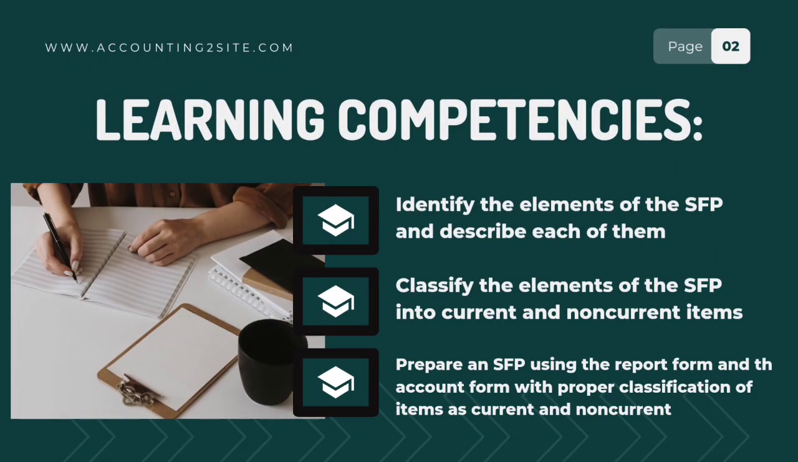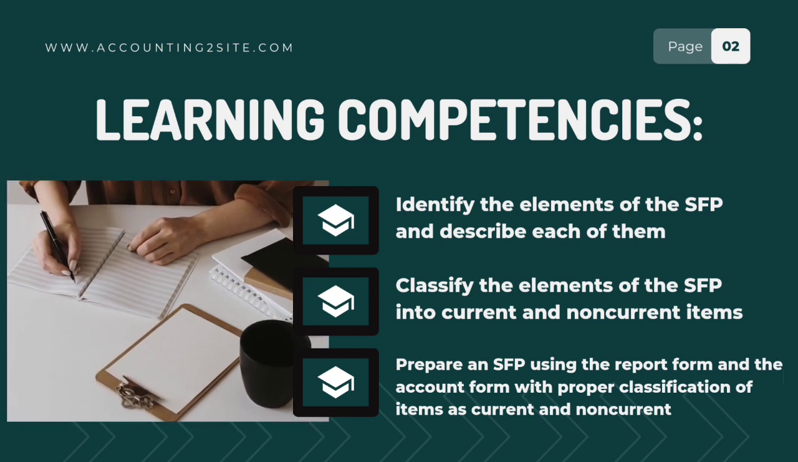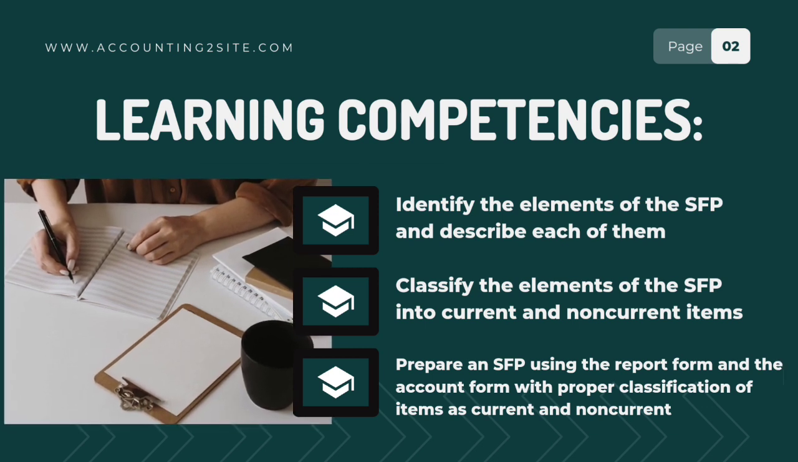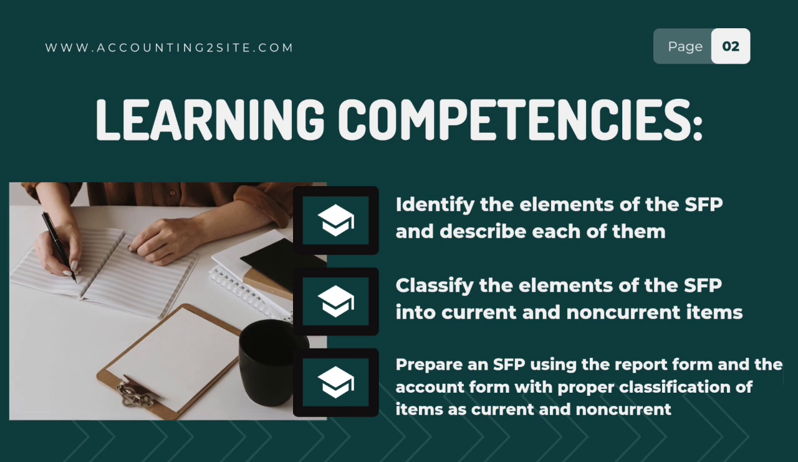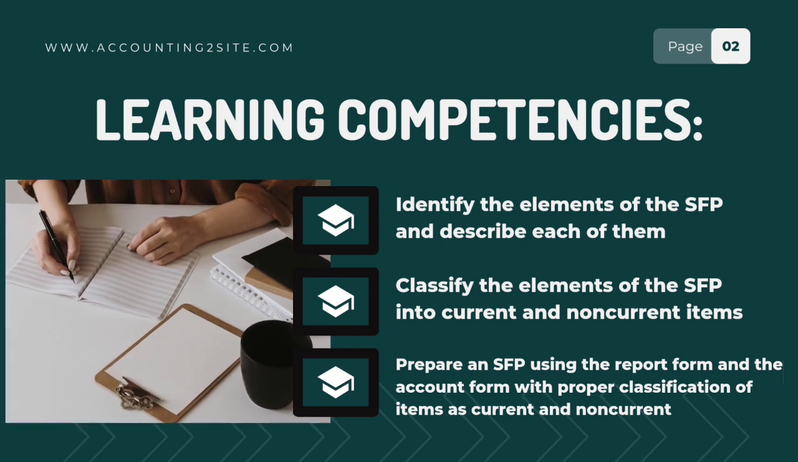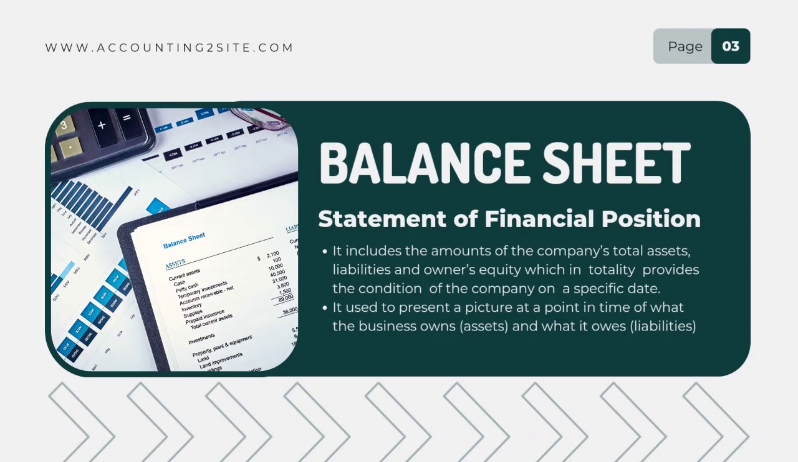Our learning competencies: the learners must be able to identify the elements of SFP or Statement of Financial Position and describe each of them. Second, classify the elements of SFP into current and non-current items. Third, prepare an SFP using the report form and the account form with proper classification of items as current and non-current. Let's talk about the balance sheet.